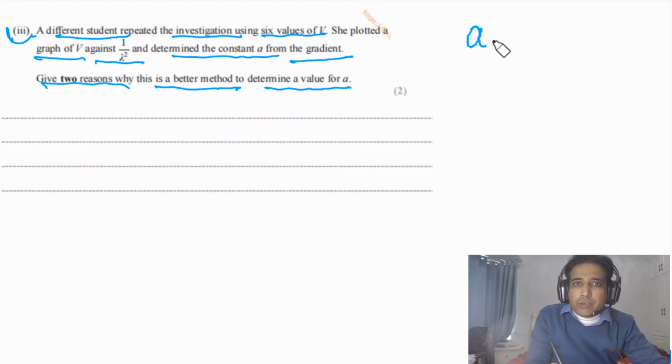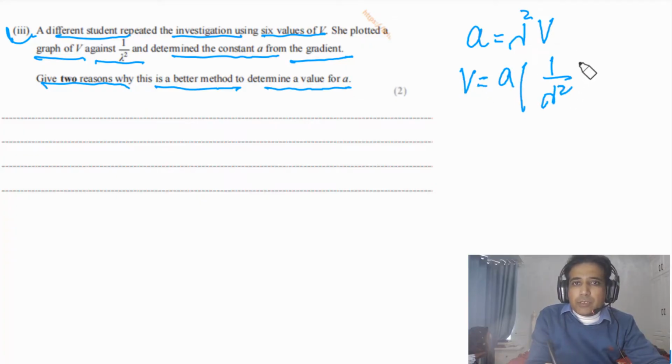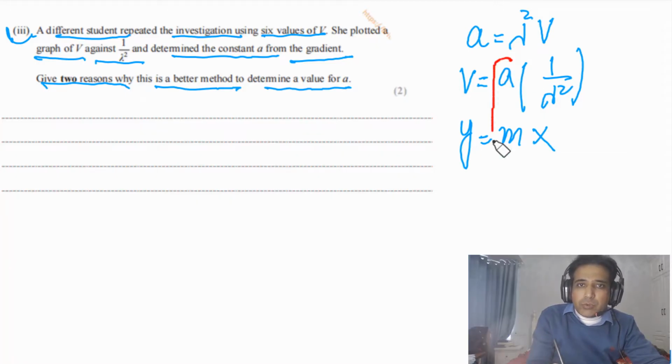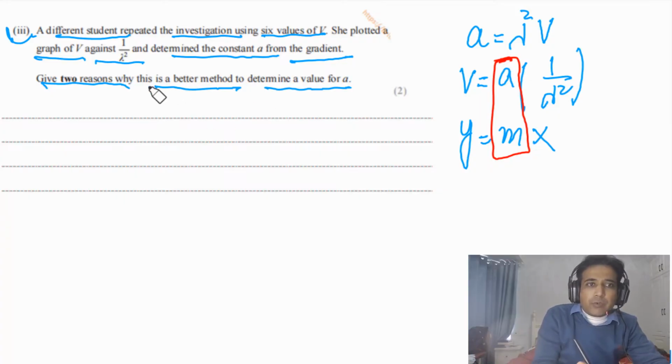So first of all, we need to understand, in the last part it was given to us, we have A that is equal to lambda square times V. Now if we rearrange this one, we can say we have V is equal to A times 1 over lambda square. Now if we sketch a graph between V and 1 over lambda square, we can compare this one with straight line equation. So A is represented by the gradient. Now we can talk about two reasons why sketching the graph is a better method.